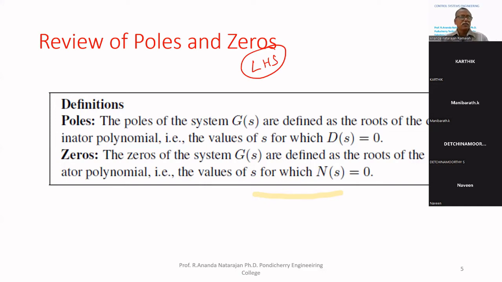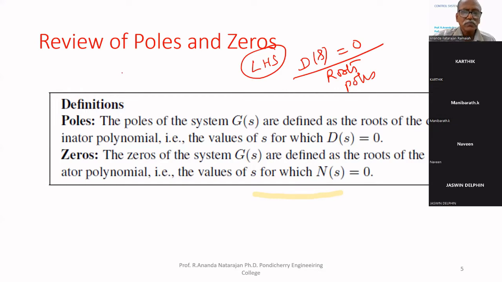Already we have seen a review of poles and zeros. What are poles? Poles are the roots of the denominator polynomial. In other words, suppose D of S is the denominator polynomial, equate it to 0 and find the roots. That is called poles. What are zeros? N of S is the numerator polynomial, equate it to 0 and find the roots. These are all zeros. The zeros of a system are the roots of the numerator polynomial.